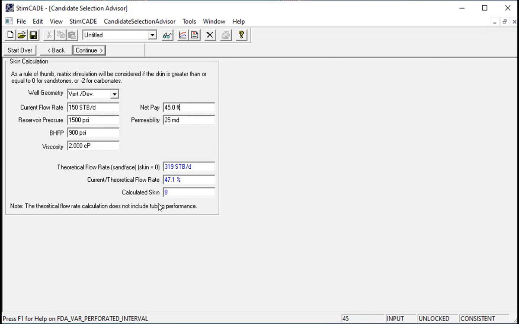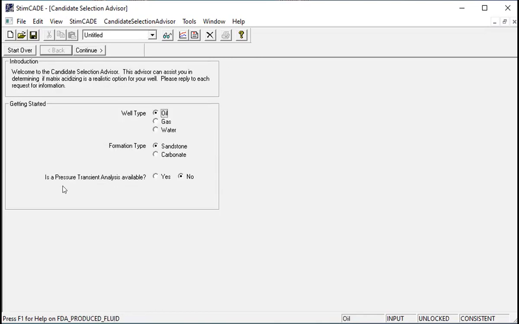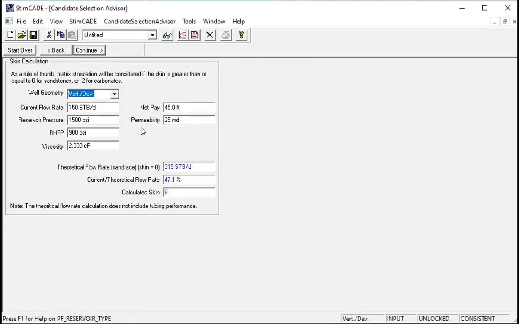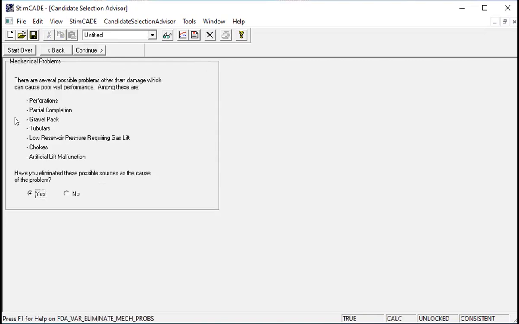That simply tells us that there is a drop of 47.1% of the flow rate due to the presence of the skin. So this is how you can obtain the skin if there is no pressure transient analysis. The system can just do a rough calculation using all of these. All of this can be obtained using our general Darcy's equation. You can also apply that to calculate this skin. So if I go next, they now ask the question: there are several possible problems other than damage which could cause poor well performance.